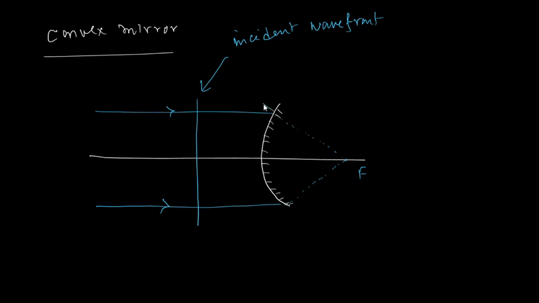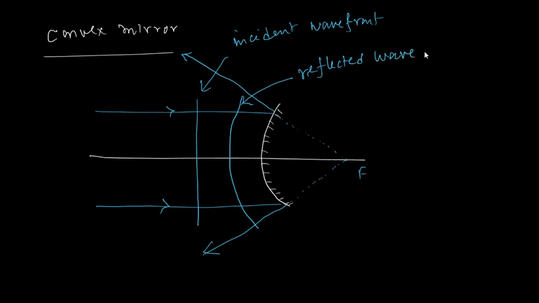Okay, now continue. Similarly it goes. So this is the refracted ray, and you have to draw the refracting surface. So the refracting wavefront will be like this. Okay, so this is parallel to this convex surface. So this is the reflected wavefront, and this is also spherical.